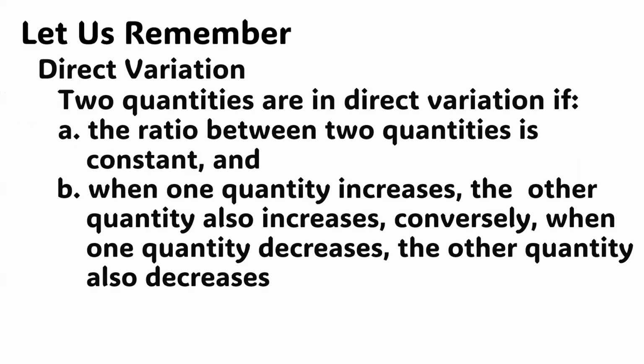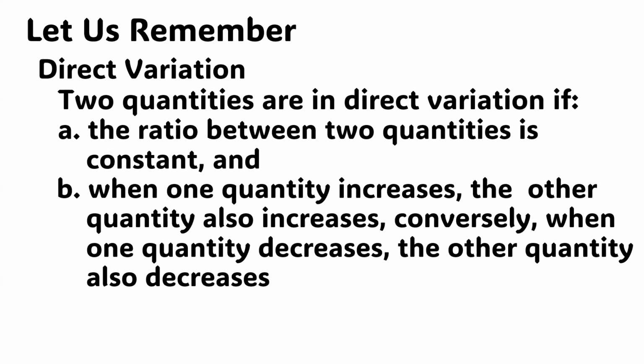Okay? So let us remember direct variation, balik muna tayo, no? Two quantities are in direct variation if A, the ratio between two quantities is constant, and B, when one quantity increases, the other quantity also increases. Conversely, when one quantity decreases, the other quantity also decreases.